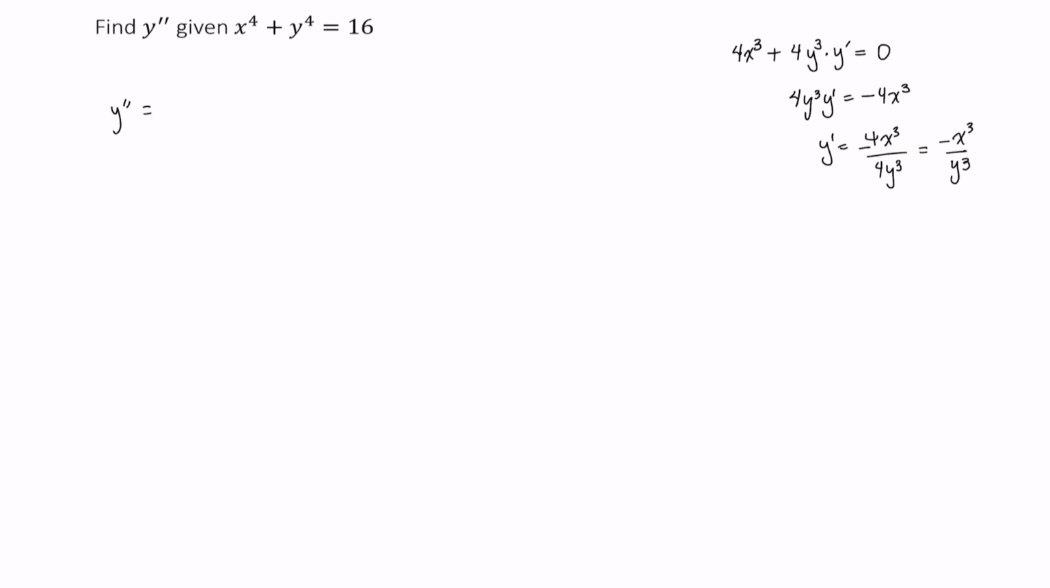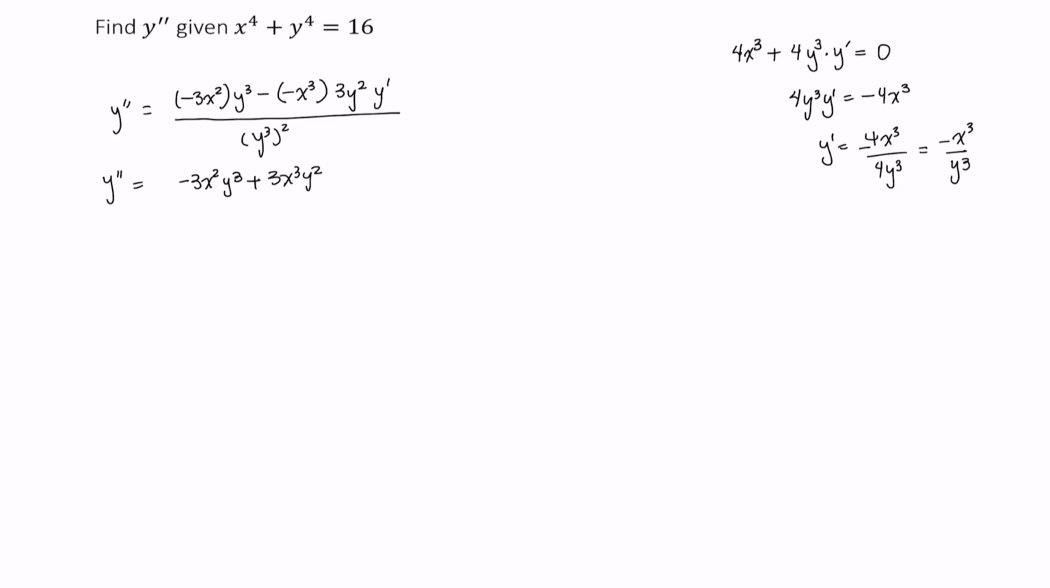So we look at the derivative of the numerator first. That's negative 3x squared times the denominator y cubed minus the numerator of negative x cubed times the derivative of the denominator, which is 3y squared. And of course, since we're treating y as a function of x, we multiply by y prime here. Then divide by y cubed squared, the square of the denominator. So y double prime is equal to negative 3x squared y cubed plus 3x cubed y squared.